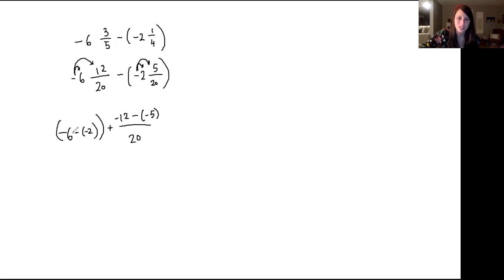Okay, so negative 6 minus negative 2, two-stroke method, adding the opposite. That's negative 4. Two-stroke method here, that would be negative 7. So I've got negative 4 and 7 over 20 as my answer.